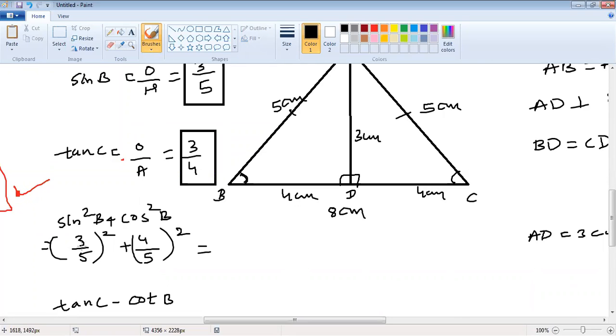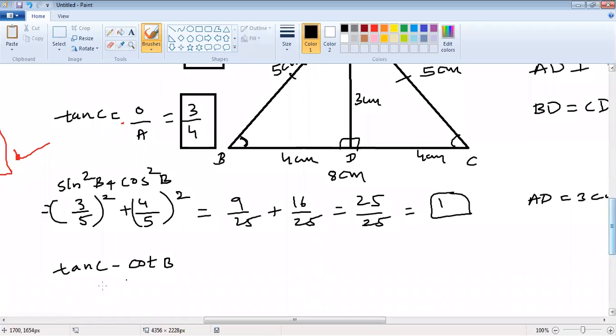And now student look at this, 3 upon 5 का square बन जाएगा 9 upon 25 plus ये बन जाएगा 4 upon 5 का square बन जाएगा 16 upon 25, and then the answer will become 25 upon 25, and the answer will become 1. Isn't it very, very simple? See, we finished 3 sub parts of this particular question. 3 marks in pocket, you can say.